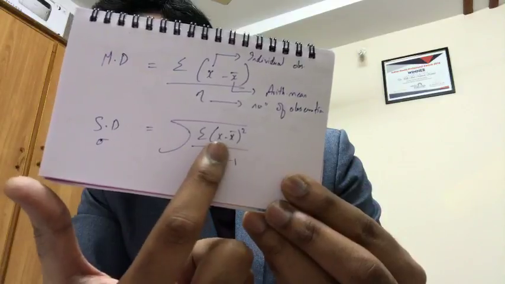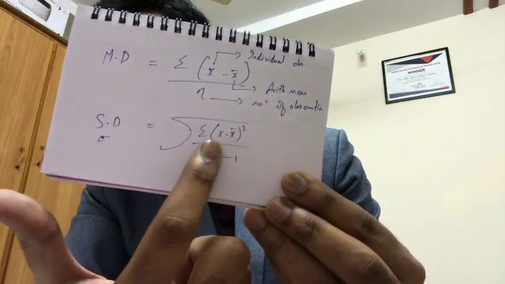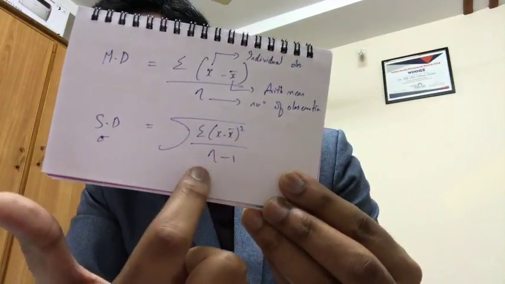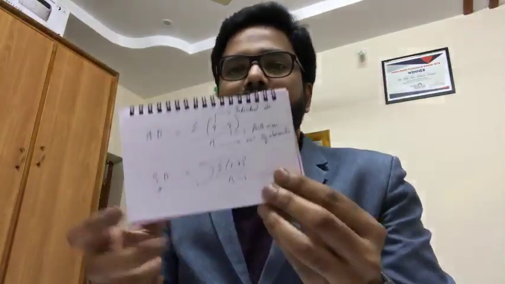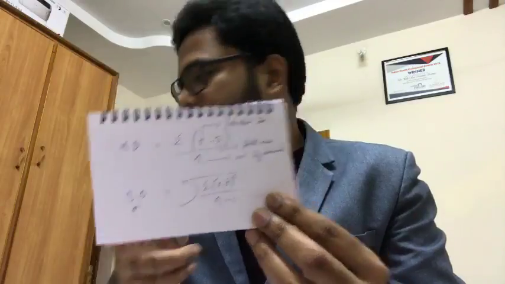These are deviations from the mean, x minus x bar. So, x minus x bar squared, divided by n minus 1, square root. The relation between the standard deviation and number of observations is inversely proportional. It means the greater the number of observations, the lesser the deviation is.